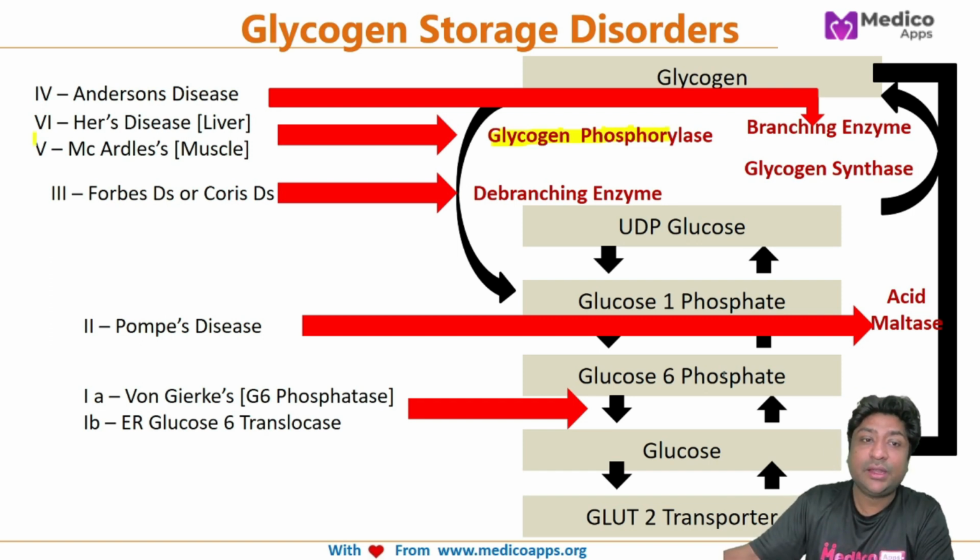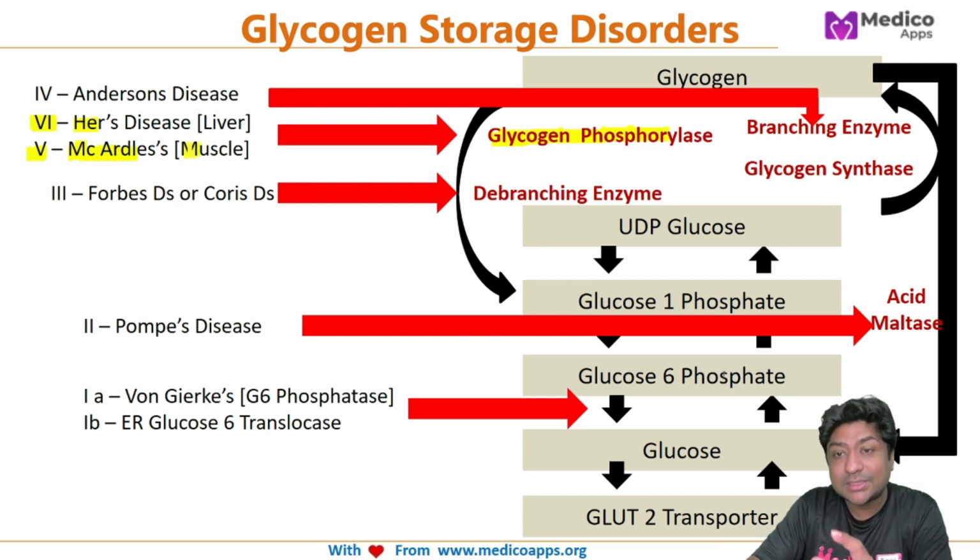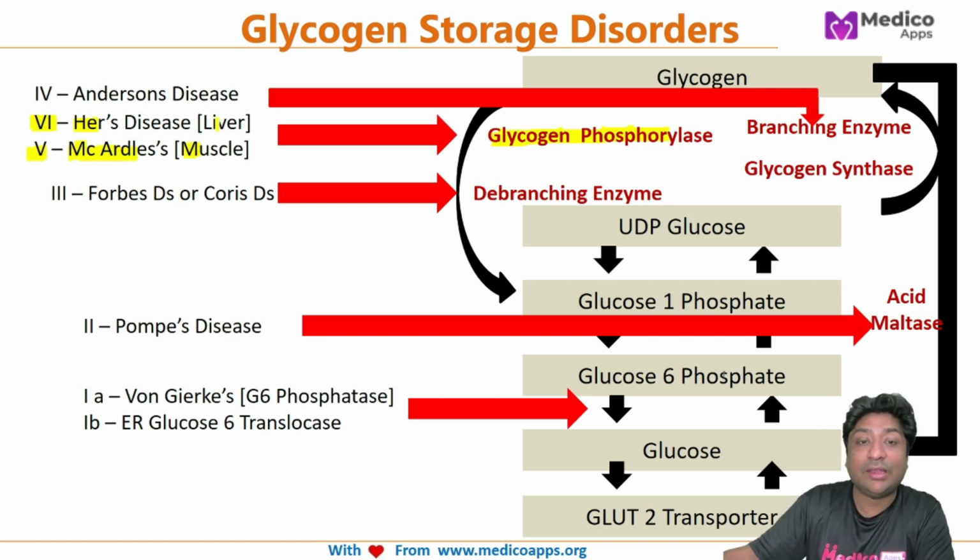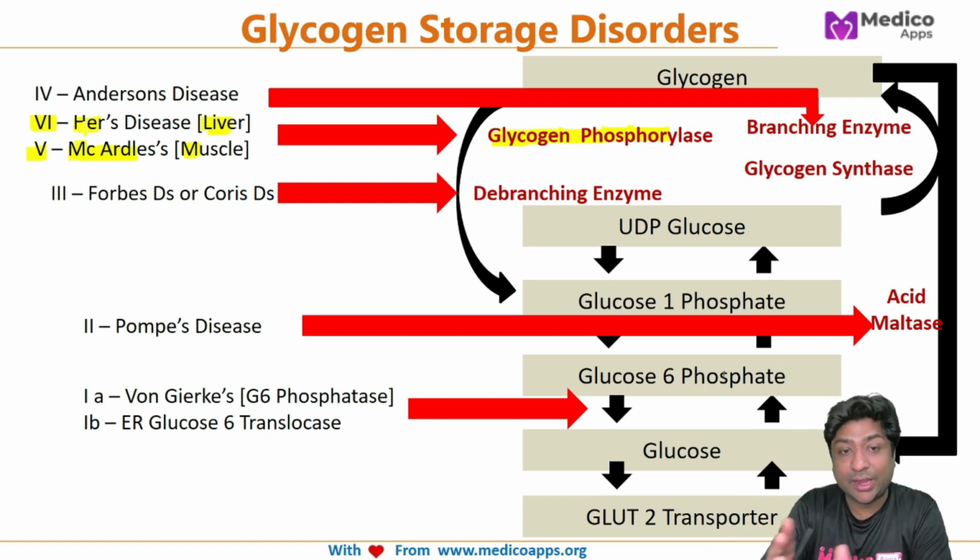So if we see, type 4 is called Her's disease. Type 5 is called McArdle's disease. McArdle's disease, if you see M for McArdle's, M for muscle. So when glycogen phosphorylase is absent in muscle, you will have McArdle's disease. And when glycogen phosphorylase is absent in the liver, or hepatic tissue, you will have Her's disease. So H for hepatic tissue and M for muscle. So M for McArdle's and H for Her's. So this is how you will remember type 5 and type 6.